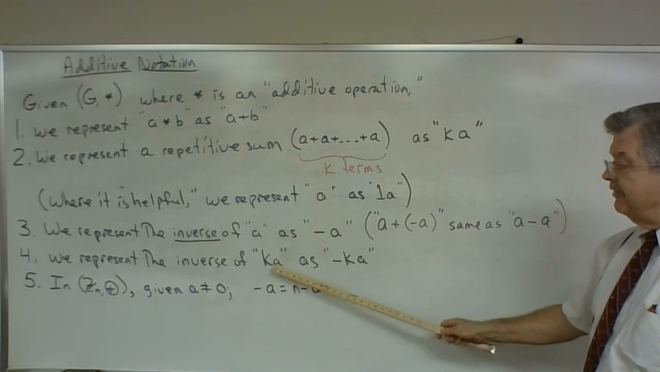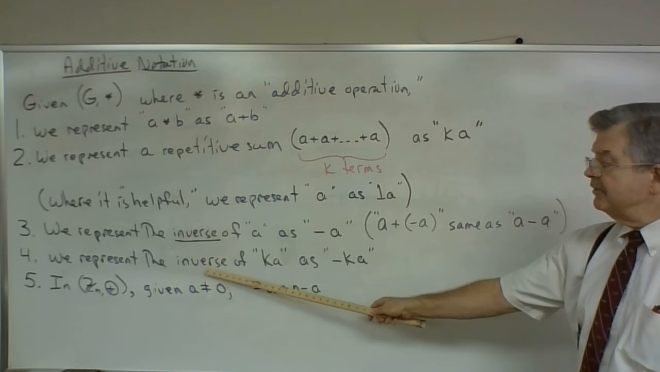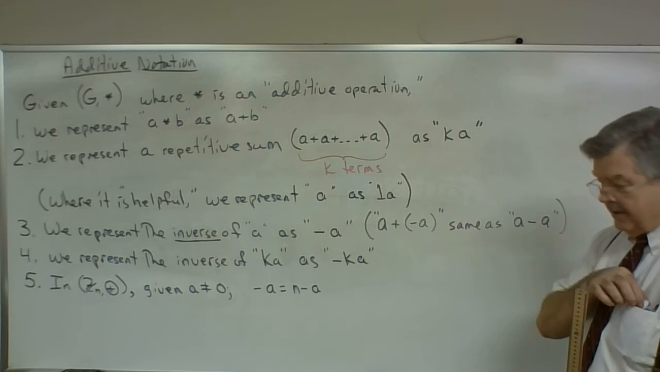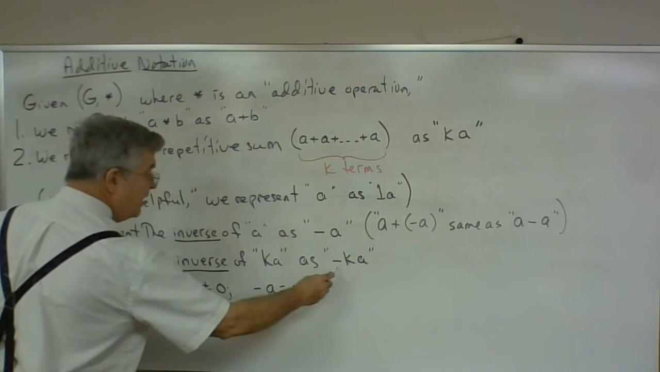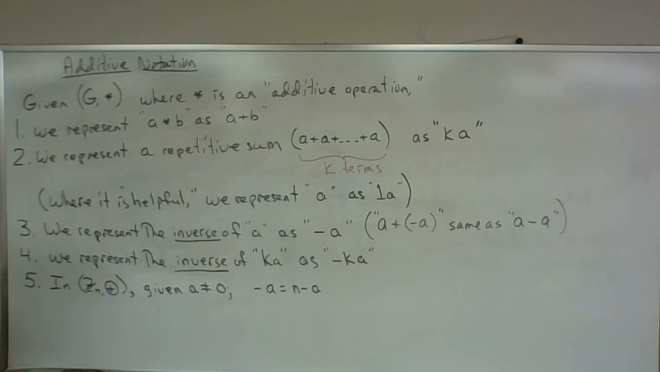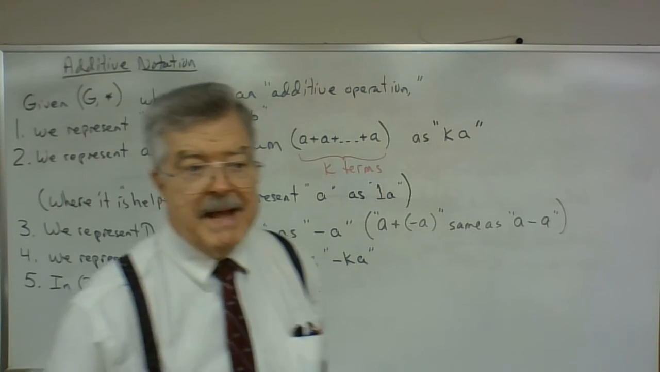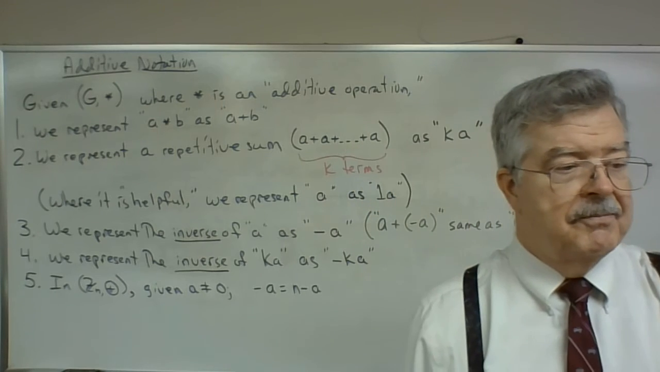And the repetitive sum Ka, where we add A to itself K times, we represent the inverse of Ka as negative Ka. And specific examples in Z sub n, if A is non-zero, then the inverse of A always turns out to be n minus A. So those are a few things that we picked up about additive notation.